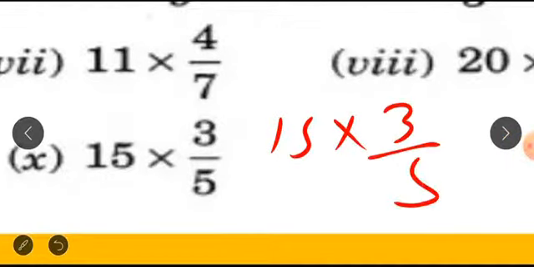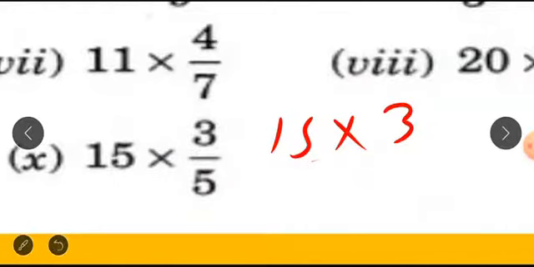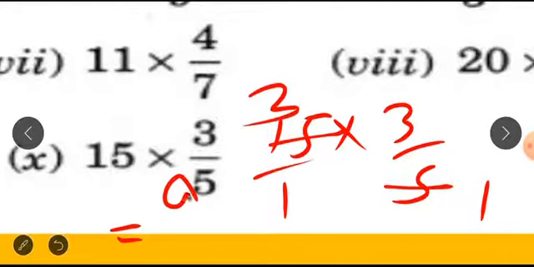One more part, students, the 10th part, that is given 15 into 3/5. So you can write it as 15/1, and you can solve 15 into 3, students, that will be equal to 45/5, and then 5 9s are 45. And you can also do this question in a different way. You can write 15 upon 1 and 3 upon 5. And first you can cancel out, 5 1s are 5 and 5 3s are 15. Again you will get the same answer, 3 3s are 9 upon 1. So you will get 9 as the answer.